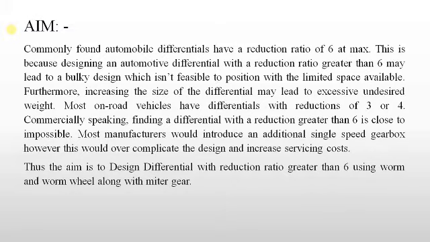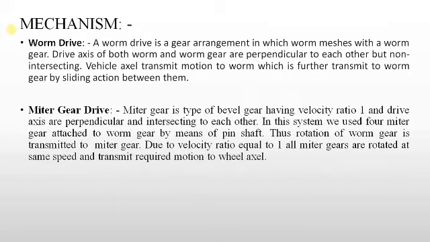Now, there are two mechanisms which are introduced in our project. First, the worm drive, and second is the miter gear drive. First of all, we will see the worm drive. A worm drive is a gear arrangement in which a worm meshes with a worm gear. The drive axes of both worm and worm gear are perpendicular to each other but not intersecting. The vehicle axle transmits the motion to the worm, which further transmits motion to the worm gear by sliding action between them.